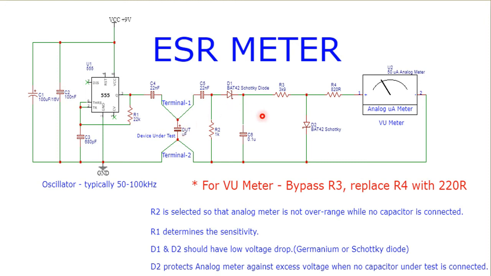Diodes D1 and D2 should have low voltage drop, preferably Schottky diodes to be used here. D2 protects the analog meter against excessive voltage when no capacitor under test is connected. Any Schottky diode you can use here.